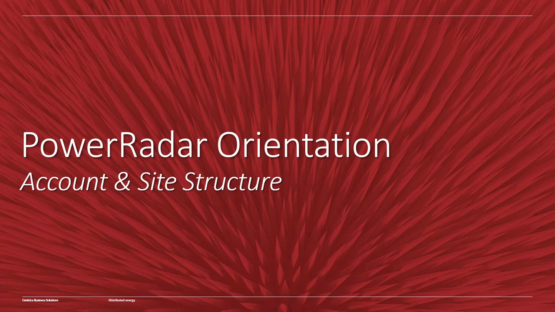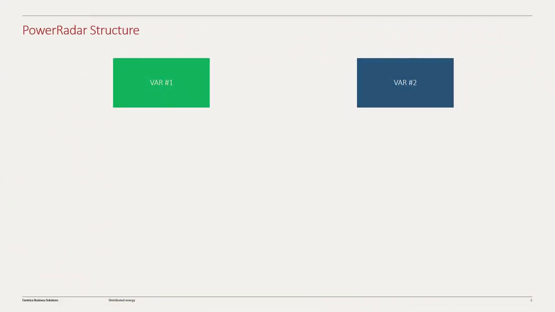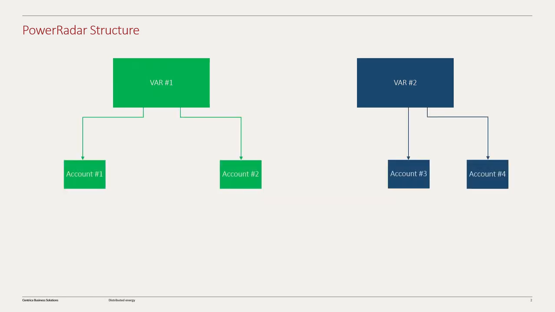This learning module will go into detail the account and site structure in PowerRadar to ensure the scoping is done appropriately and how user management plays a part. The layout in PowerRadar is as follows. VAR is the widest scope. Within VARs, there are accounts, and within accounts, there are sites.